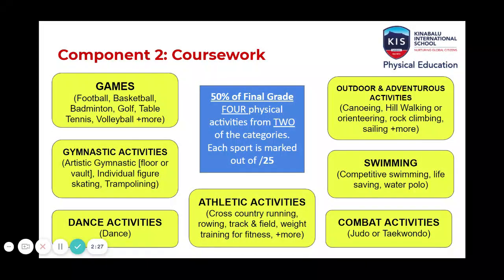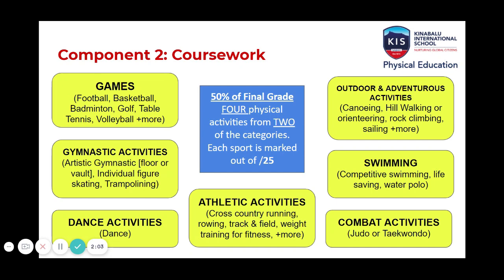Within component two, the practical coursework, students, as I said, will need to choose four physical activities from two of these categories. If you're already performing in some of these sports outside of school, it's a huge advantage, and your teacher will come and observe you and assess you in those sports. As well, you might refine your skills and practices of some of these during your lessons at school.